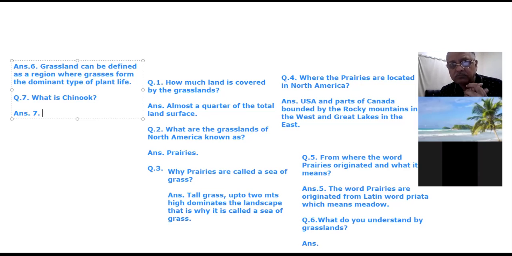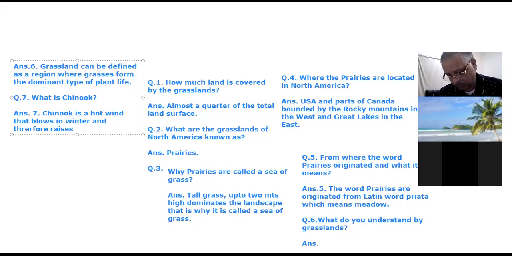Chinook is a hot wind that blows in winter within a short period of time. Due to the absence of a north-south barrier, a local wind called Chinook blows here. It is written that Chinook is a hot wind that blows in winter and therefore raises the temperature within a short time. This increase in temperature makes pasture land available for grazing of animals.